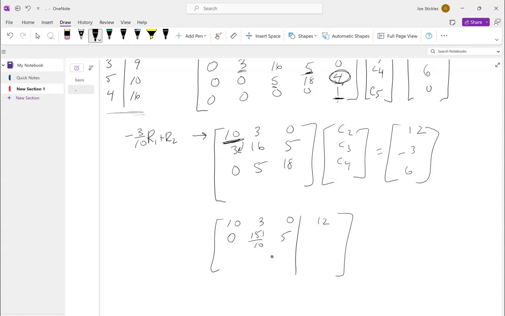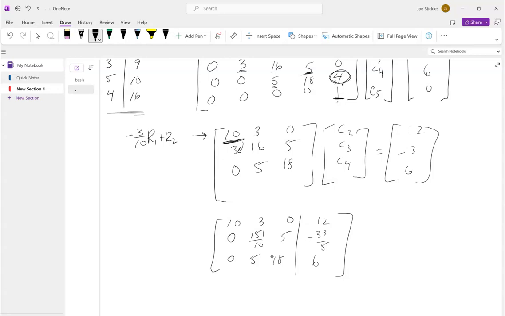What do we have here? I've got -36/10 minus 30/10. So that's -66/10 or -33/5. Yeah. Okay. And then that did not change the last row either. All right, so that was one step.